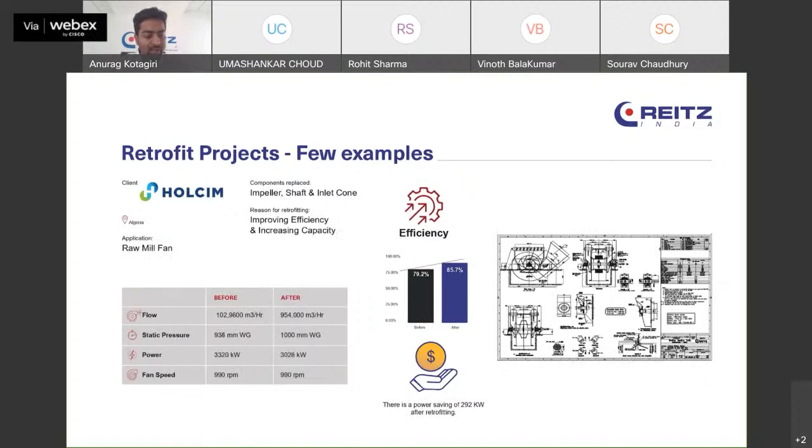One more example for Wholesome in Algeria. We mostly put export projects. We've done thousands of projects in India as well, but we just wanted to highlight where we could get the maximum power savings. Here you could see we've given almost 292 kilowatt hour of power saving, and increased the efficiency from 79 to 85%.